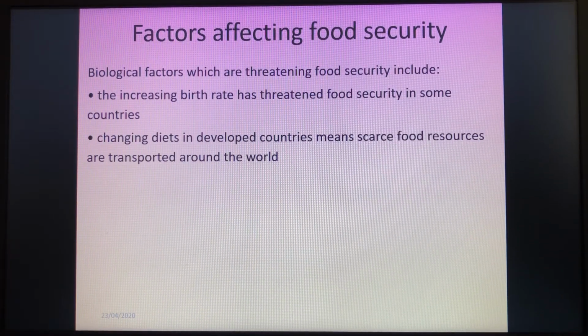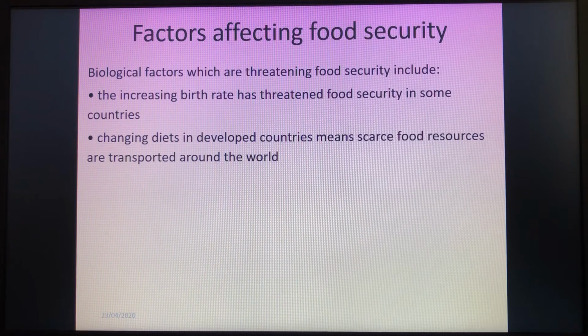Changing diets in developed countries means that food resources are transported. We've talked about food miles and taking food from one place to another, the transportation cost. We've linked that to carbon footprint as well. So the fact that we will go in the supermarkets and we'll see that right now we're getting food from Spain and Morocco and things like that. We'll talk about the fresh fruit. So if it's not seasonal, then we tend to import it from other places, and we can do that at quite a cheap cost, so we do continue to do it. That means that that food is scarce in other countries. It also means that we've obviously added to that carbon footprint.